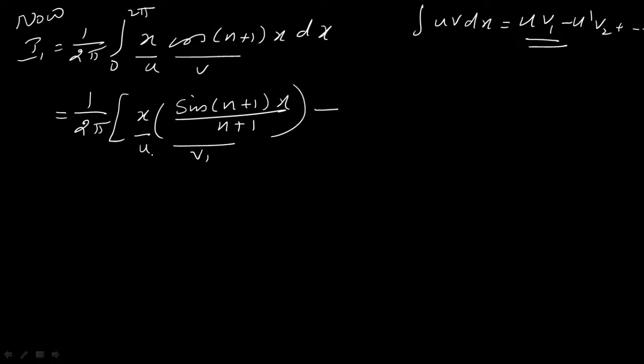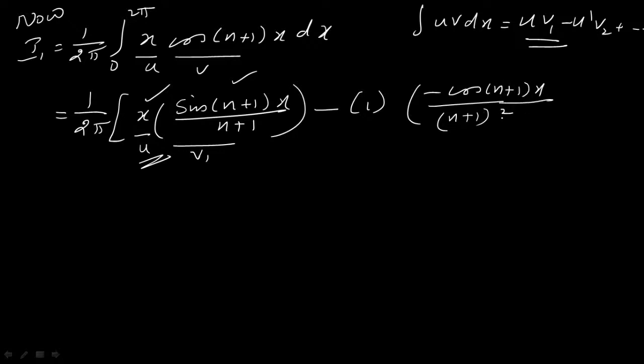Next minus u dash. Now, the first term you have to differentiate, the second term you have to integrate. Alternatively you put plus minus. So differentiating this x, you get 1. Now integrating this v1, v1 is nothing but sin (n+1)x by n plus 1. Here the denominator n plus 1 is a constant, so keep it as it is. While you integrate sin (n+1)x, you get minus cos (n+1)x divided by n plus 1. Already you have n plus 1 in the denominator, so here n plus 1 the whole square, with the limit from 0 to 2 pi.